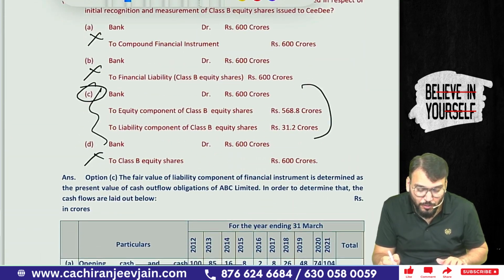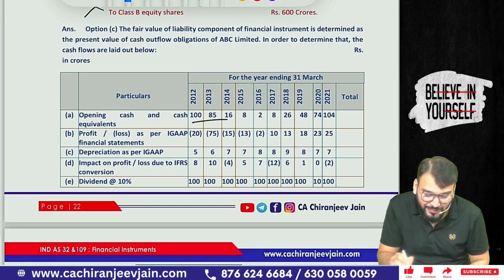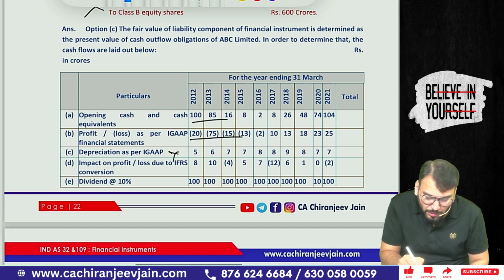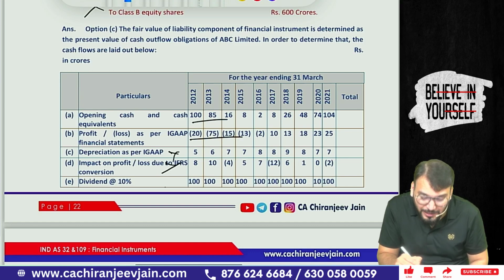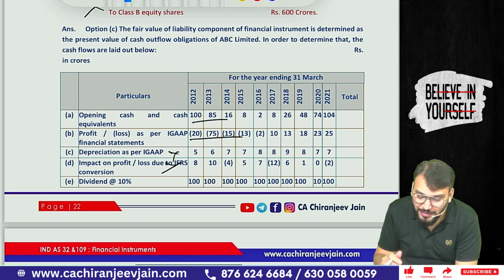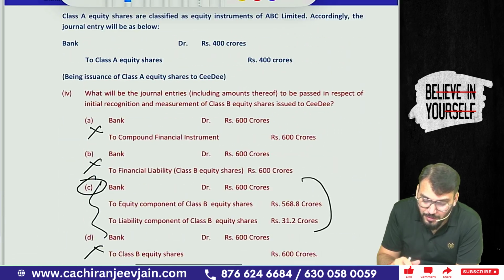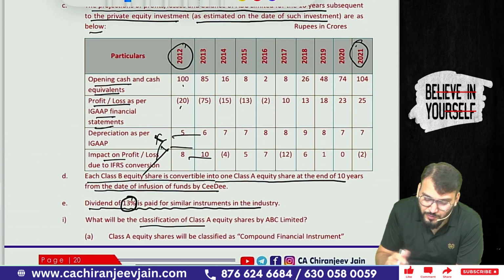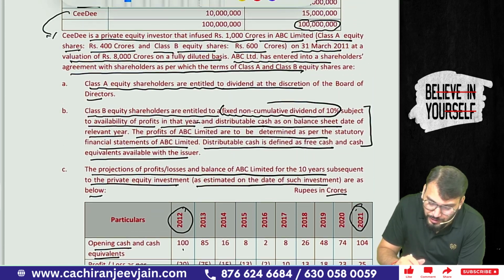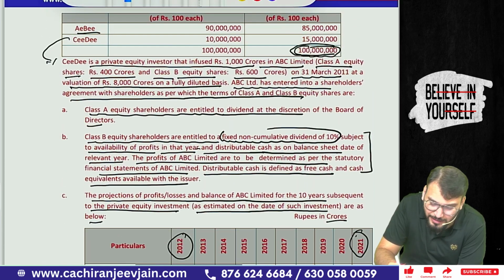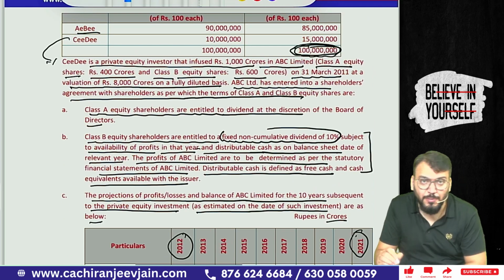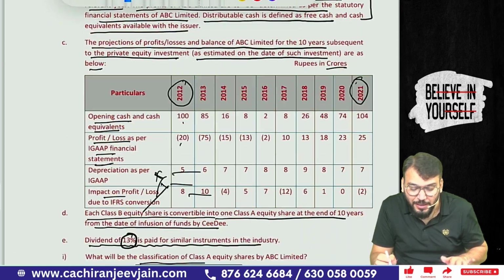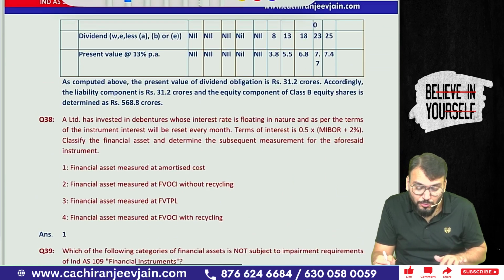So you can see they have given opening cash and cash equivalent, you can write it down. Then profit as per previous GAAP, you can write down. And these two pieces of information are not relevant. Dividend at the rate of 10%. So I think they have calculated on which amount? This figure is in crore. So of this amount they have calculated. Correct. Now the dividend will be on this percentage of total Class B, that is coming to 100 crore.